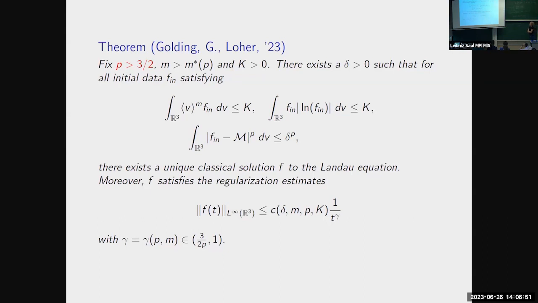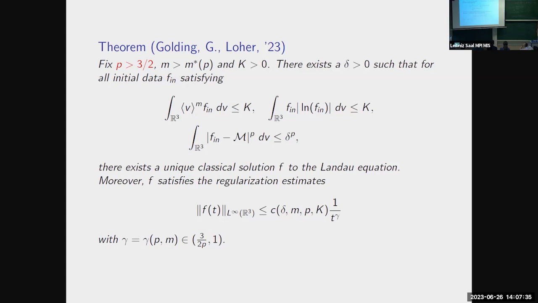And moreover, there is a regularization estimate from L^p to L infinity, and the decay rate is 1/t to the gamma, and gamma, up to a correction because of the moments, is the same rate as the heat equation. Okay, so this result shows actually three things. First, unconditional regularization estimates for the close to equilibrium regime in L^p norm, but those regularization estimates are strong enough to give us global well-posedness.